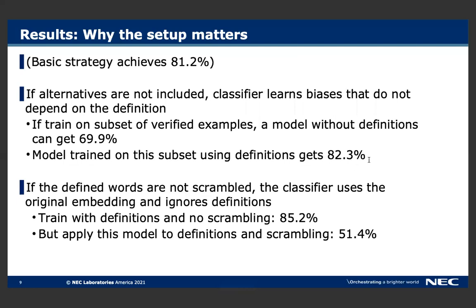If we don't include alternatives to the critical words, the classifier learns biases that do not depend on the definitions. Trained on the verified examples without alternatives, the model without definitions can get 69.9%. If we add definitions but don't scramble the defined words, the classifier will use the original embedding and ignore the definitions. Such a classifier will perform well on the test set without scrambling, but won't know what to do when a new, i.e. scrambled, word is encountered.